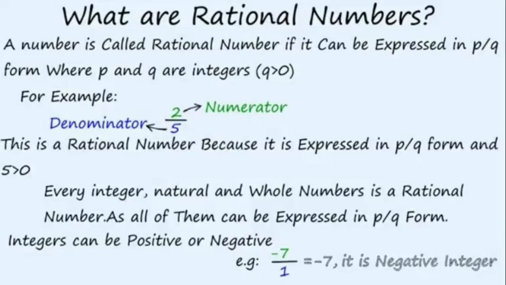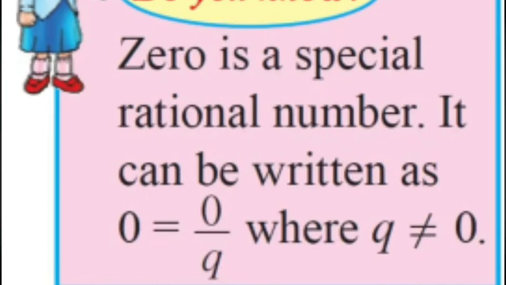Every integer, natural and whole number is also a rational number as all of them can be expressed in p upon q form. Integers can be positive or negative. For example, we can write minus 7 as minus 7 upon 1. So minus 7 is also a rational number. Next, 0 is a special rational number because it can be written as 0 upon q where q is not equal to 0. So we can say that 0 is also a rational number because it can be written in the form of p upon q where p and q are integers and q is not equal to 0.